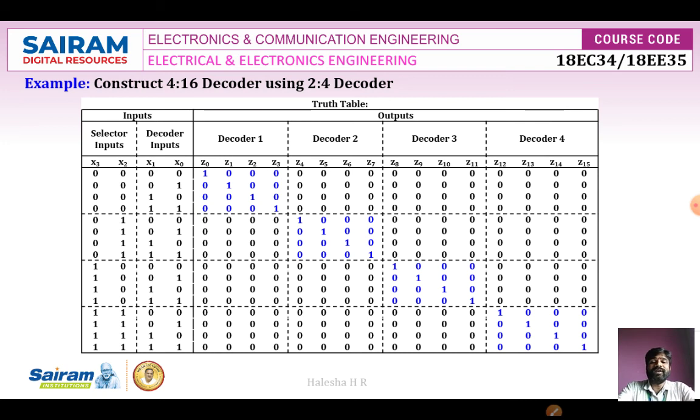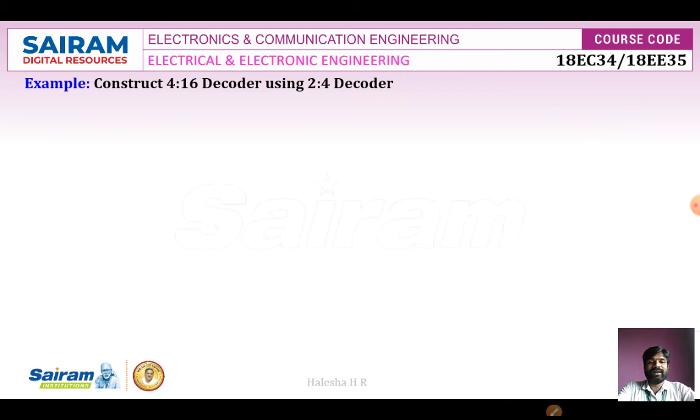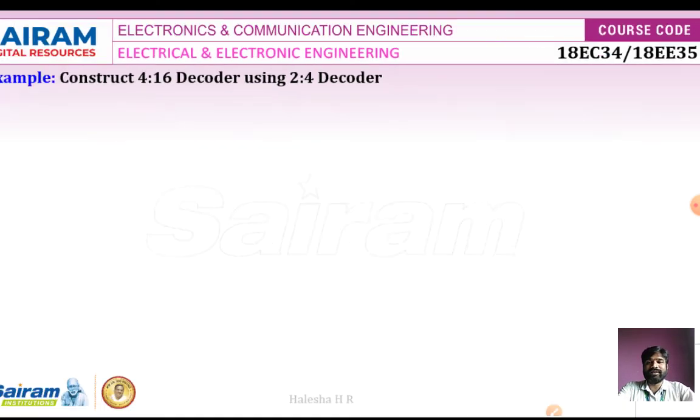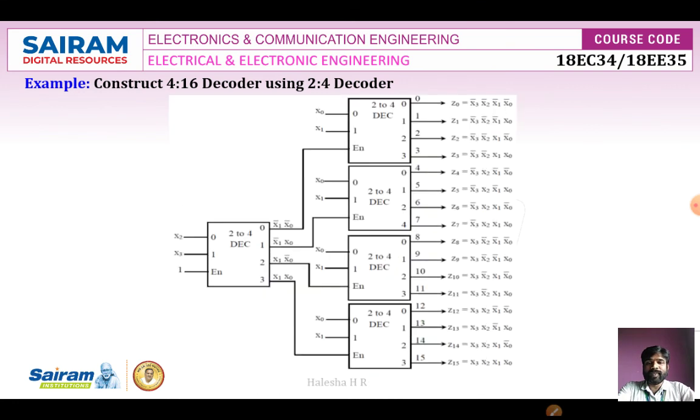So we need 4 decoders, and to select one among the 4 decoders, one additional decoder. So we need a total of 5 decoders. Let's see the construction diagram. See, one decoder selects one among the 4 decoders. So the inputs are x2 and x3, and it is always enabled.